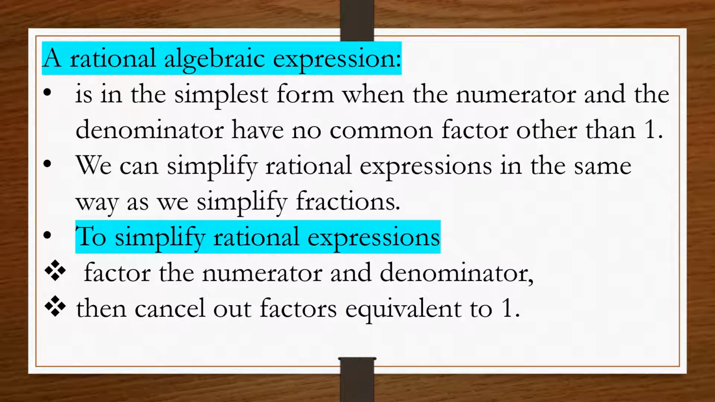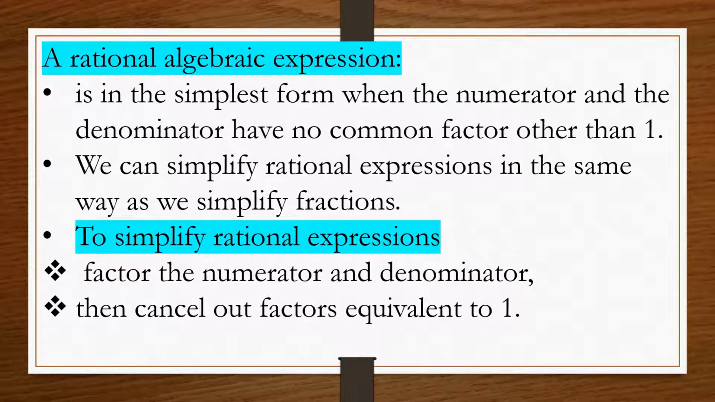A rational algebraic expression is in the simplest form when the numerator and the denominator have no common factor other than 1. We can simplify rational expressions in the same way as we simplify fractions. Parang i-reduce lang natin yan sa lowest term kung fractions. Alisin lang natin or i-cancel lang natin yung mga common factors para maging lowest term yung fraction. Ganun din dito sa rational expressions.